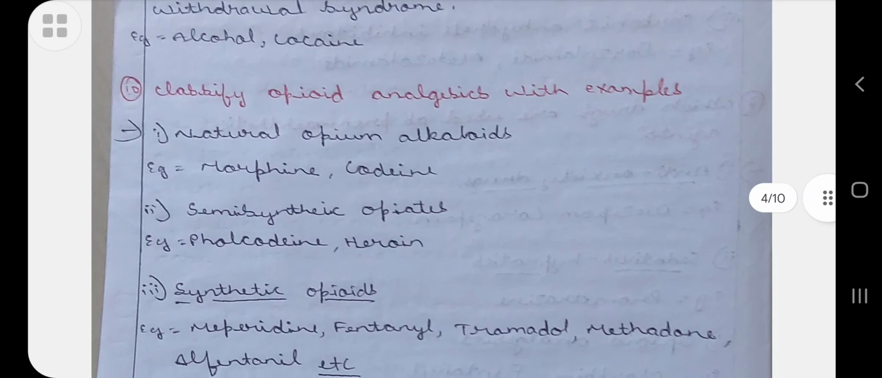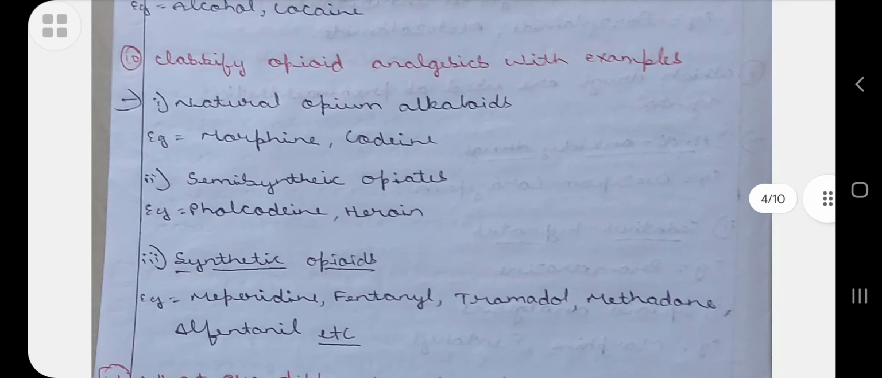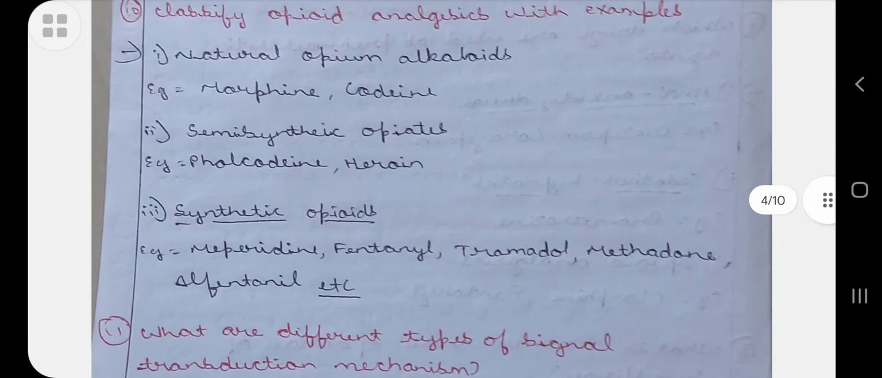Classify opioid analgesics with examples: natural opium alkaloids, morphine, codeine; semi-synthetic, heroin, then pholcodeine; synthetic.